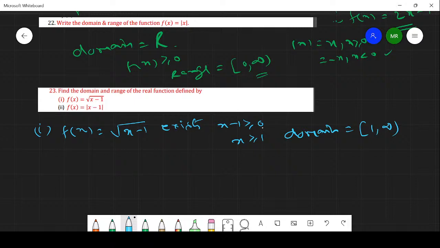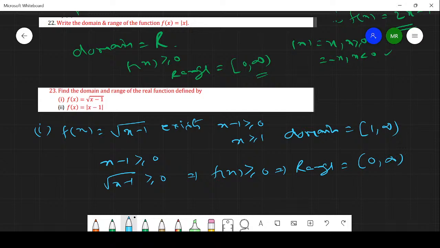But look into this: we know that x minus 1 is greater than or equal to 0, so root of x minus 1 is greater than or equal to 0. That means f of x is greater than or equal to 0. This implies range is equal to 0 to infinity, including 0. Because this is the positive square root, you never get negative values. So f of x is greater than or equal to 0, clearly mentioned here. So the range is, I can write, including 0, right?